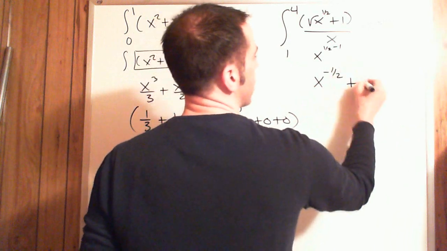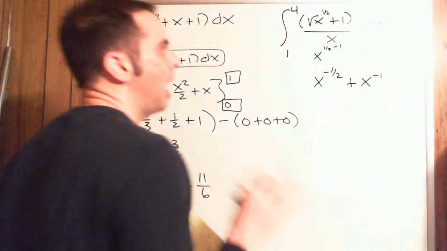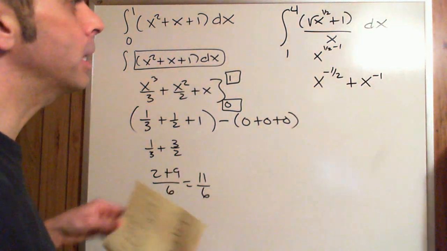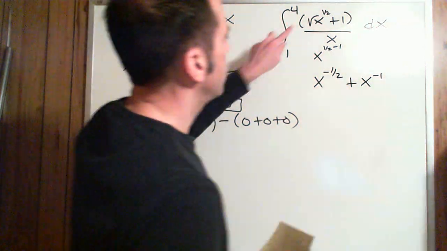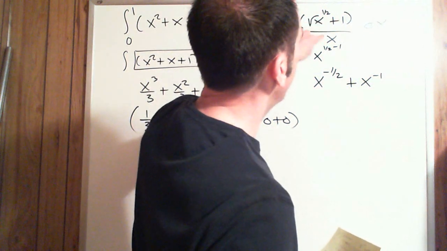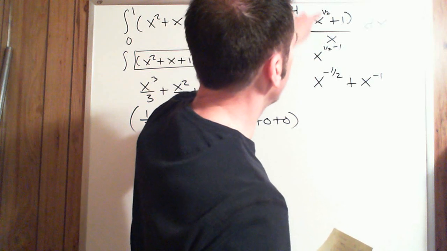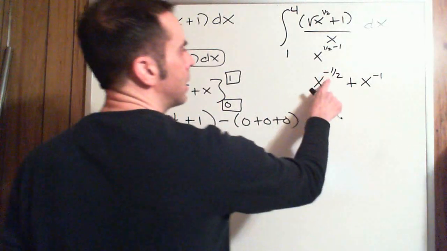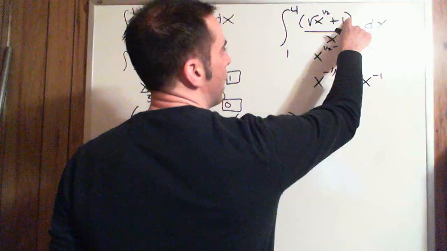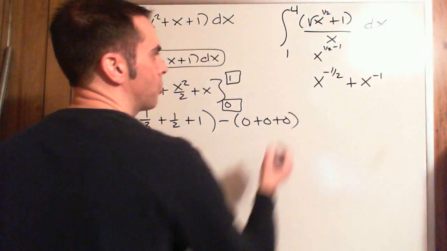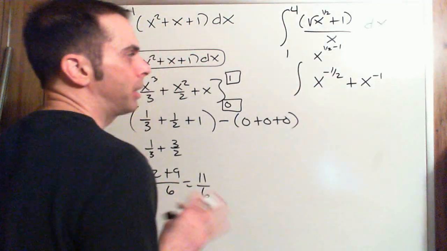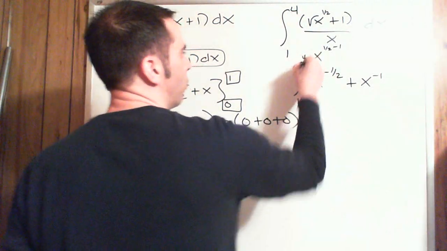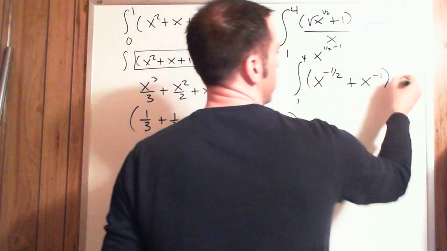And this would be plus x to the negative first. Do not bring anything up. All I'm doing is dividing each of these by x, subtracting the exponents, top minus the bottom. So 1/2 minus 1 gives me x to the negative 1/2 power, and 1 over x gives me x to the negative first. And we can bring down the limits of integration from 1 to 4, dx.